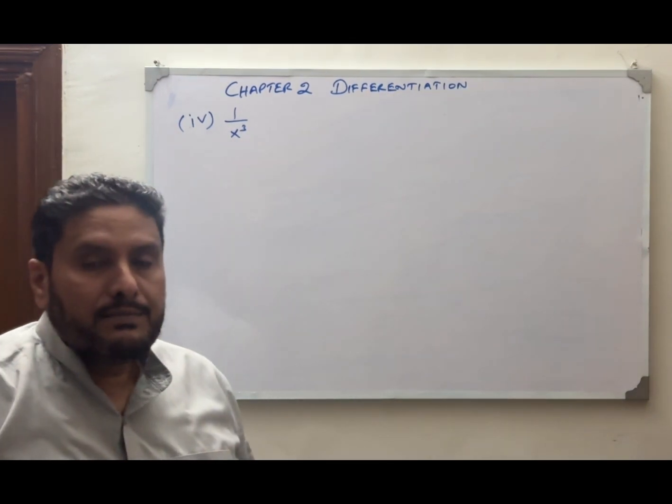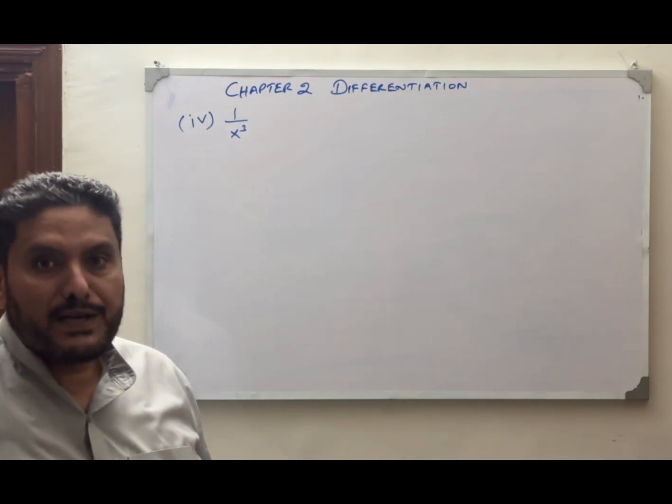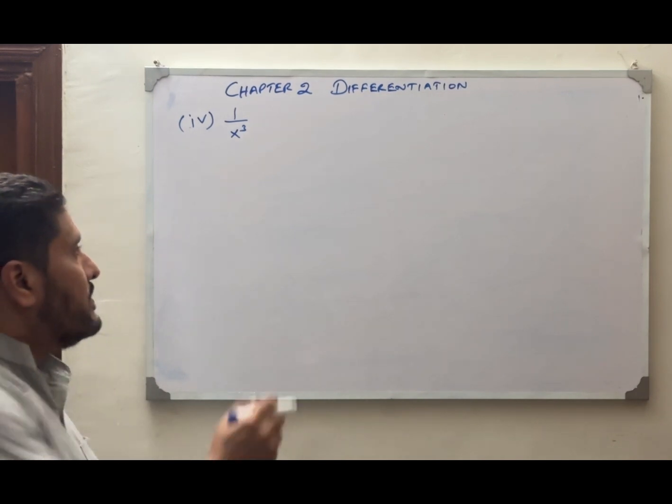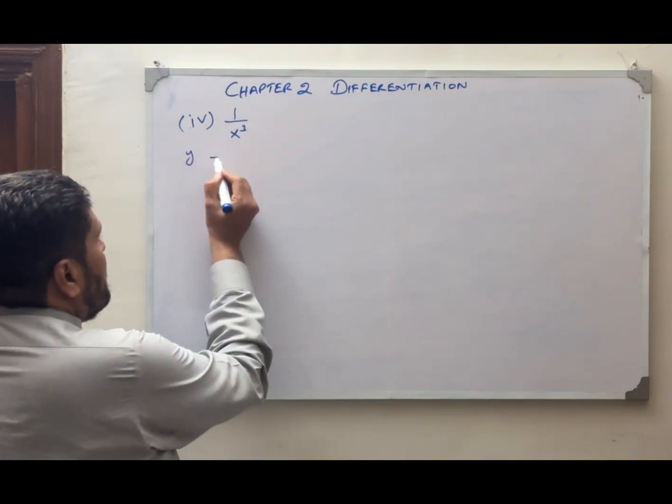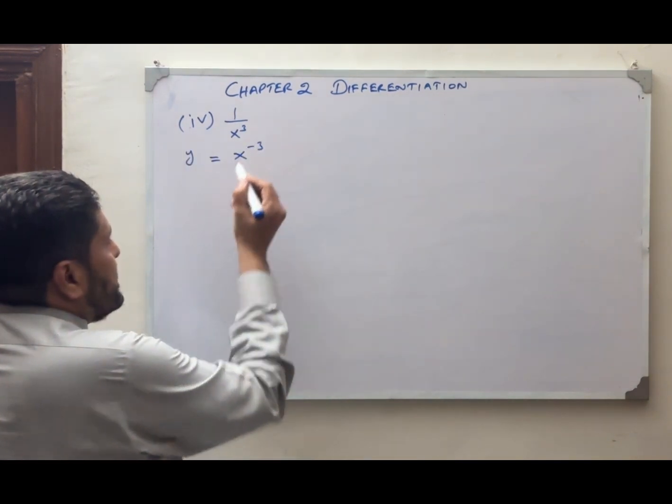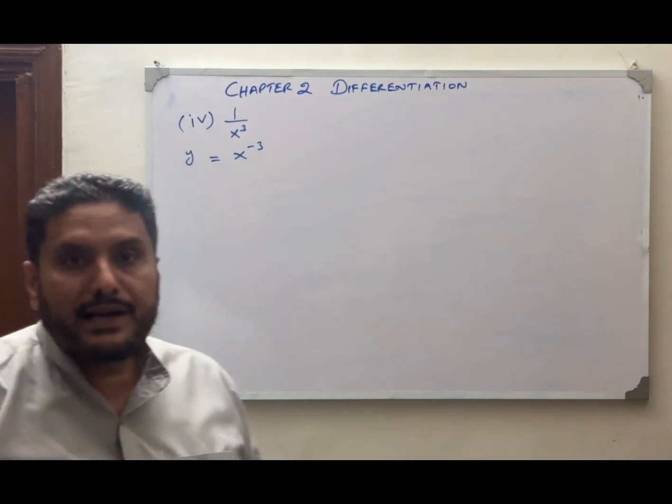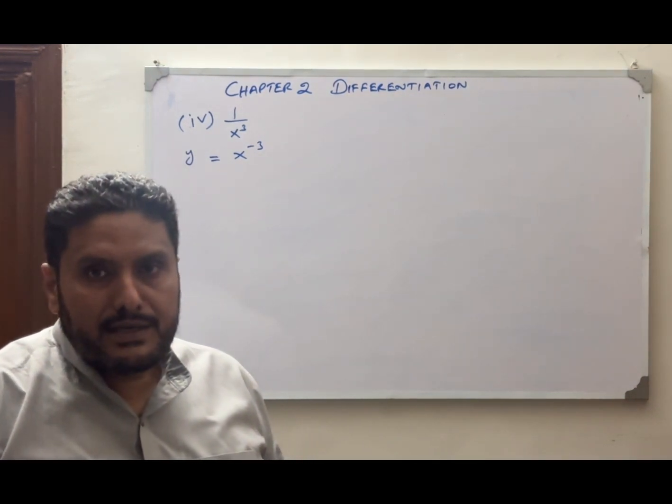Next, part 4, question 1. So the function is y is equal to x power minus 3. 1 by x power 3, we can write it as x power minus 3.